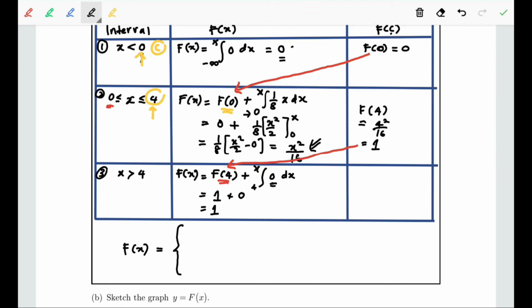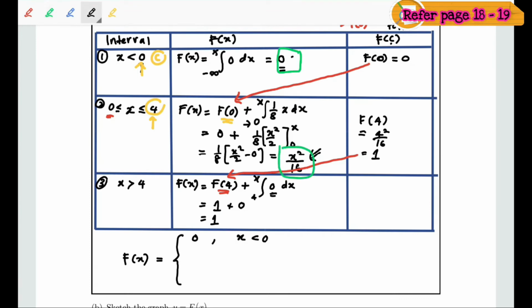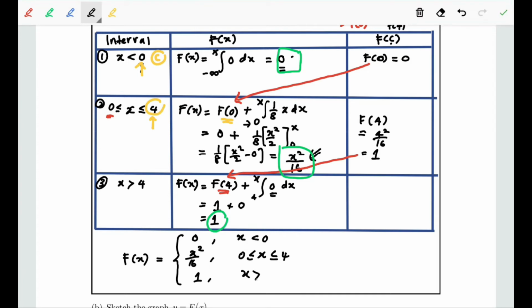Going to write it out. You just copy down all the intervals with the Fx, but we start with the Fx first. So this is the first function, which is 0. We are going to write 0 for x less than 0. And then the next is x squared over 16, for x greater or equal than 0, less or equal than 4. And lastly, 1. It should end with 1, for x greater than 4. Okay, we have done finding the CDF from the PDF.